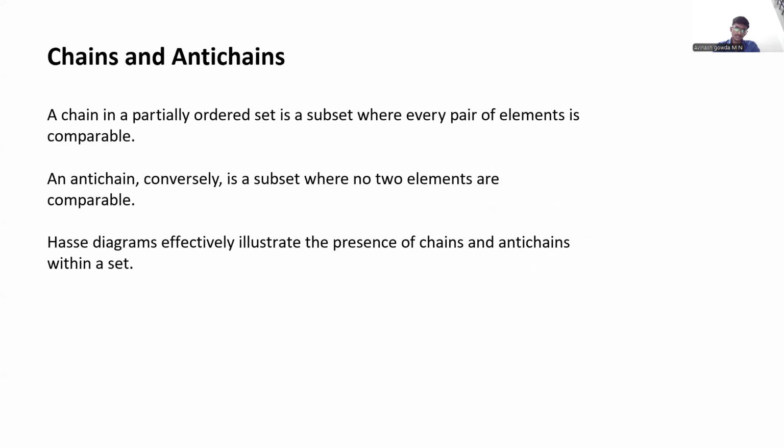Chains and antichains. A chain in a partially ordered set is a subset where every pair of elements is comparable. An antichain, conversely, is a subset where no two elements are comparable. Hasse diagrams effectively illustrate the presence of chains and antichains within a set.